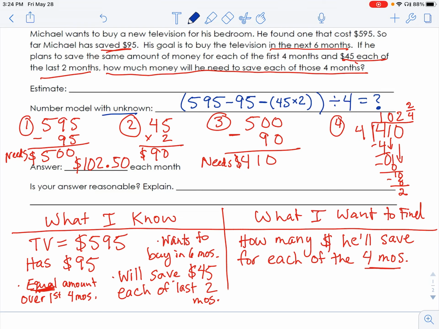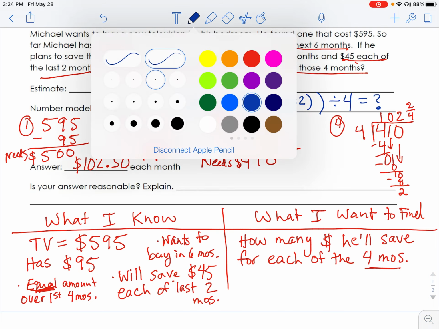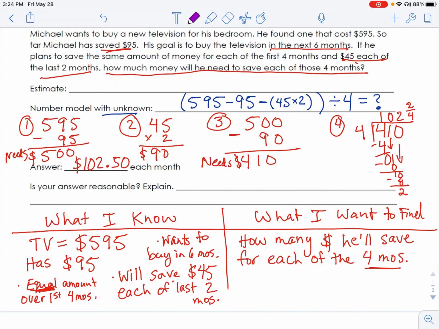Now, my one tip to help me with estimates is I always like to do the problem out first and then go back and do my estimate. So let's do that now. Estimate's really nice. It's just going to give us friendlier numbers to work with. So if I look at this first step, 595 minus 95, was that pretty friendly? Yeah, that's no problem at all. I can do that easily in my head. So we'll write down that got us to 500.